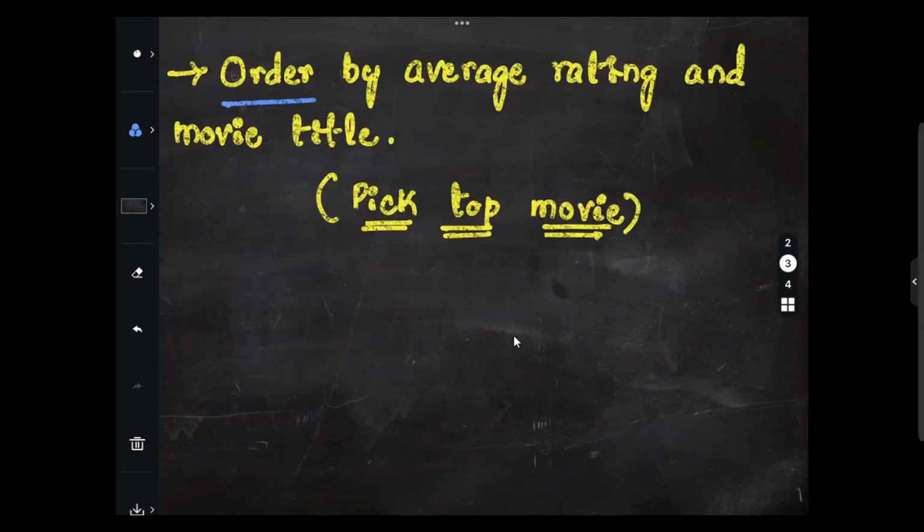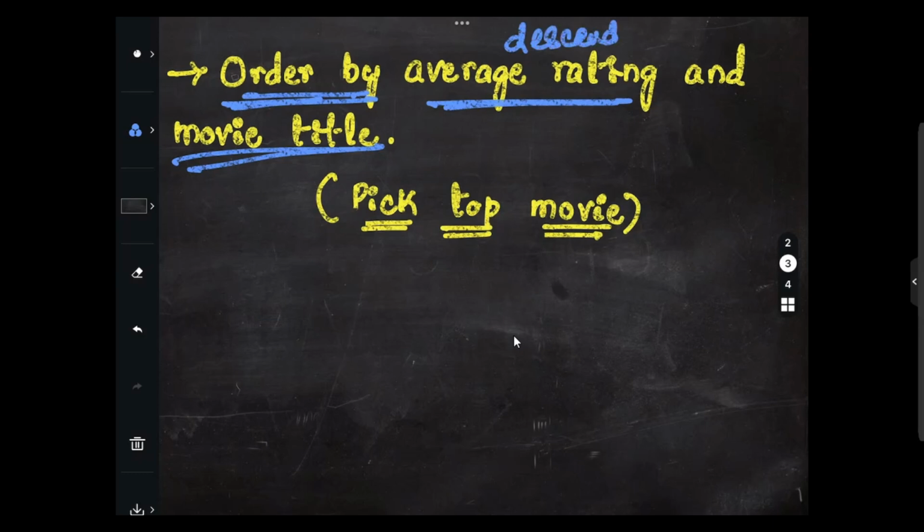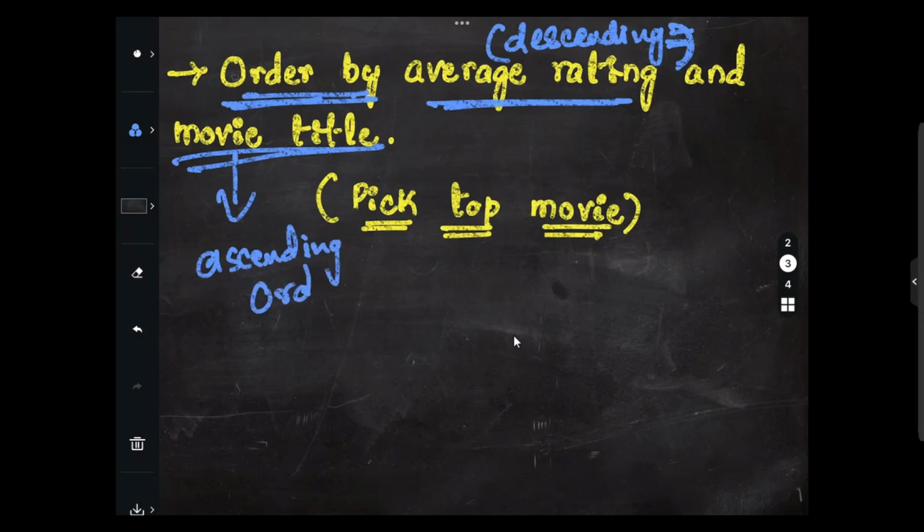The final step here is we have to order by average rating and movie title. Same as the first one, right? For average rating, we will sort in descending order using the order by clause, and for movie title, we will sort in ascending order.